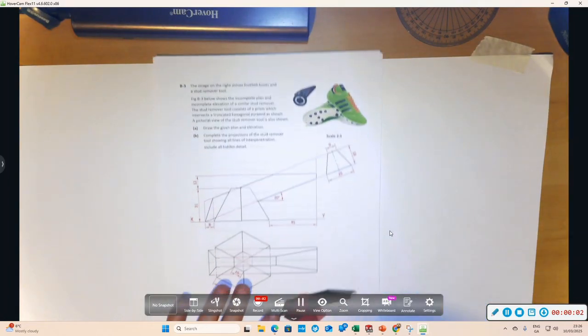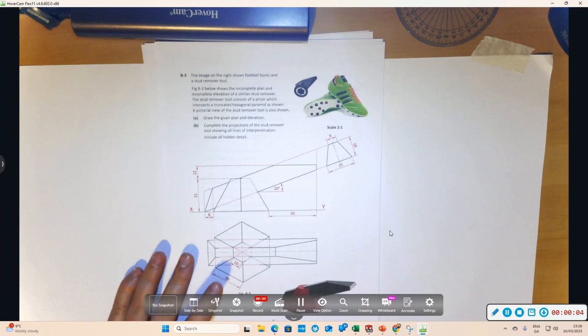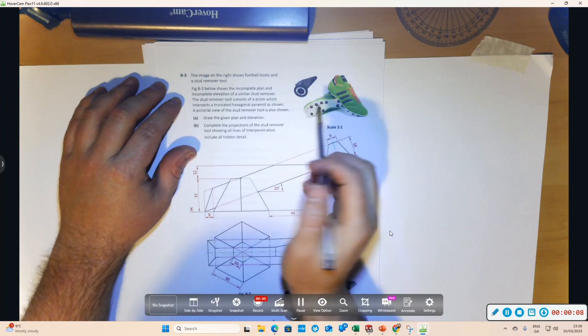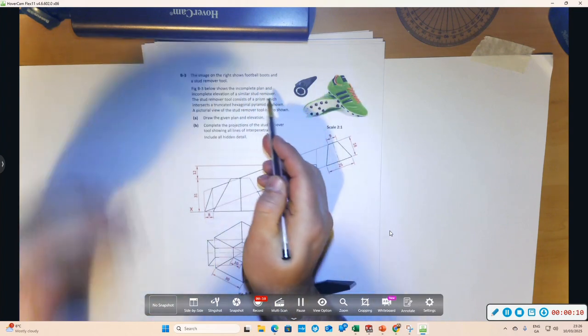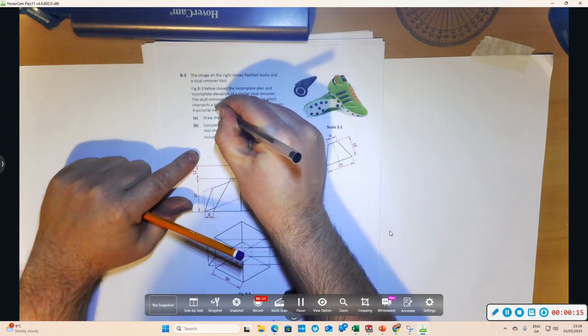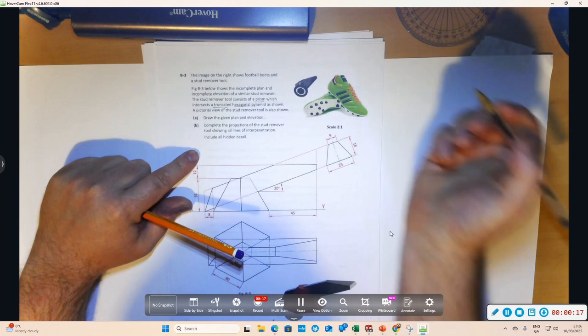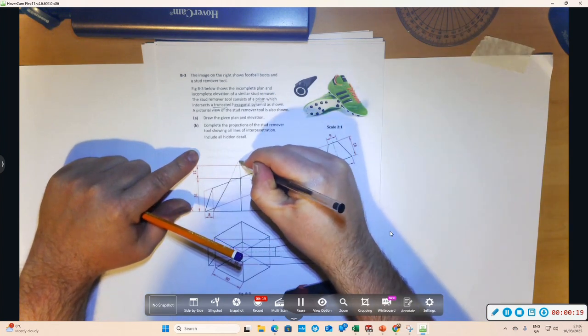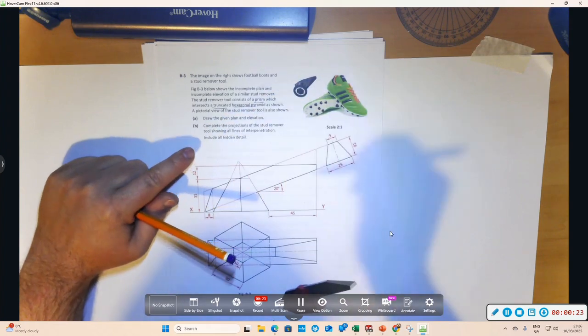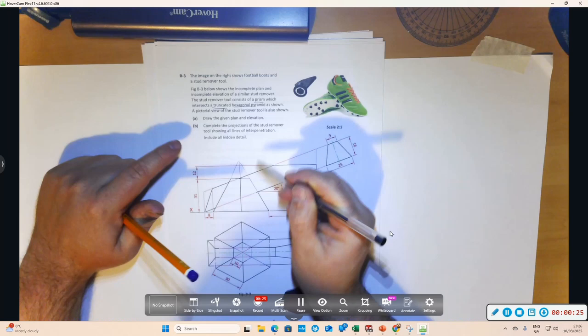Okay, so welcome to this question B3 deferred paper 2023. You can read that yourself. We've got the incomplete plan and elevation. We've got a prism and a truncated hexagonal prism. So truncated means the top of it has been sliced off. Part A, draw the given plan and elevation.